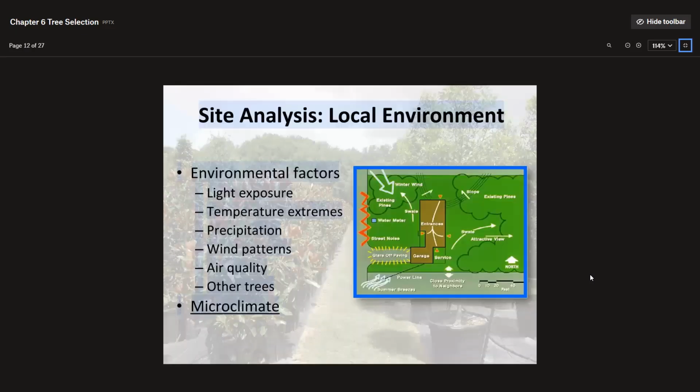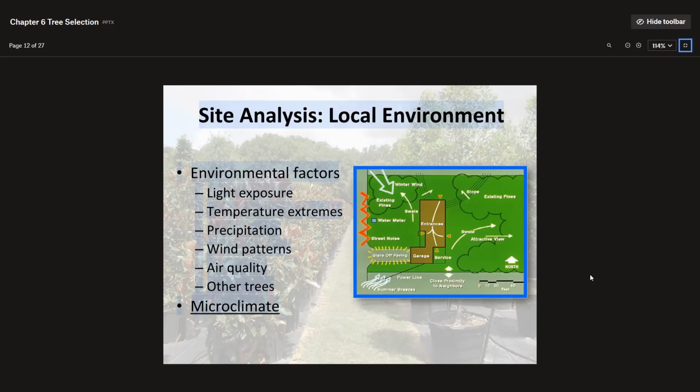All right, so you're going to look at your local environment for your site analysis. What is directly around this house? So you've got environmental factors. You've got light exposure. You've got temperature extremes. You have precipitation, where the rain's going to come in from, your wind pattern, where's the prevailing wind for your area, the air quality, where is there a lot of pollution maybe coming through? You've got roads that are going to have a lot of exhaust and stuff coming through, and other trees. It's basically a little microclimate around this house.